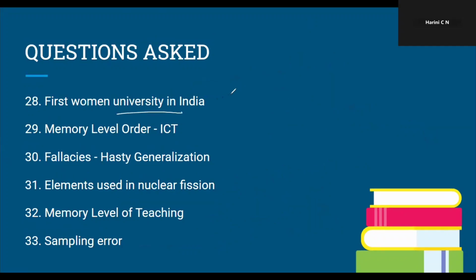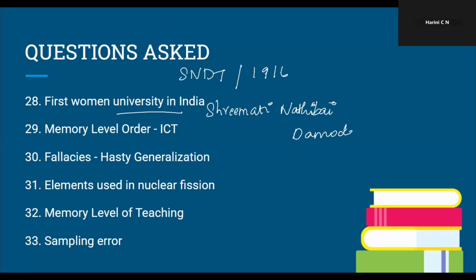First women university in India, a very interesting question. It's the SNDT Women's University, and its founding year was 1916. It is for women empowerment. The university was started to give preference to women candidates to promote women's education. SNDT full form is Srimati Nathibai Damodar. You need to know this. In 1936, its first headquarters was in Bombay.